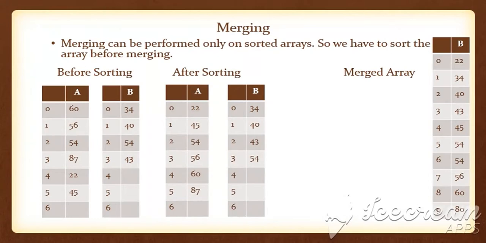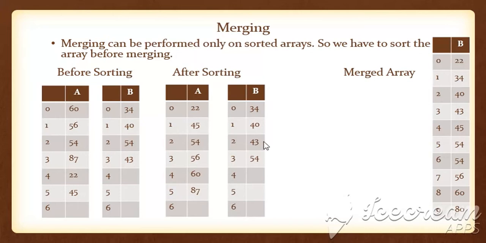For explaining the procedure of merging, I have taken two arrays A and B. A contains 6 elements and B contains 4 elements, and both arrays are not sorted. The arrays are shown here before sorting, and before merging we have to sort the arrays. After sorting, A becomes like this: 22, 45, and so on. I have sorted the arrays in ascending order, and the same is the case for B.